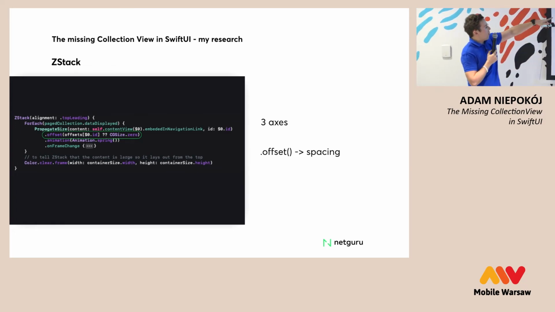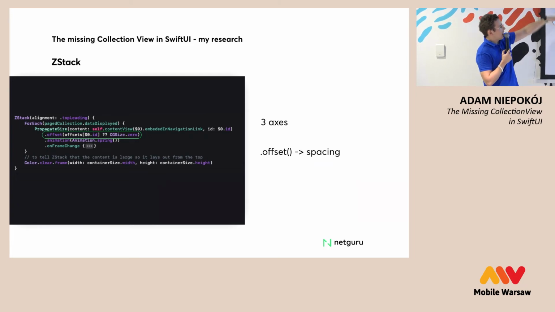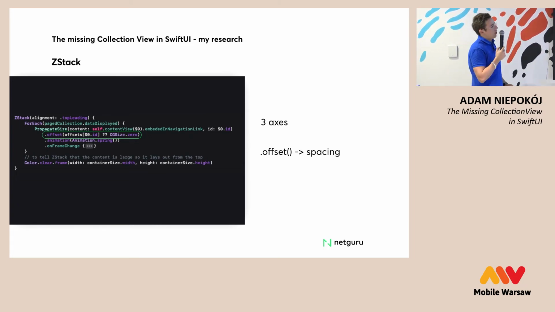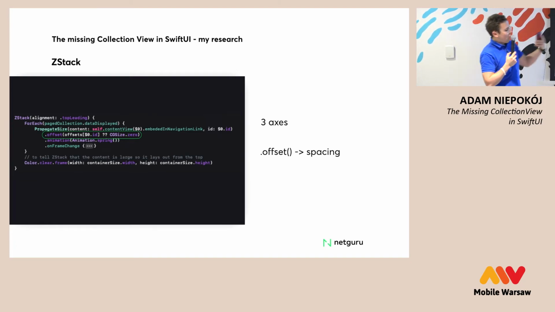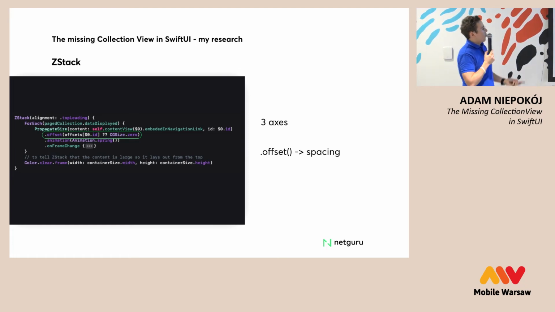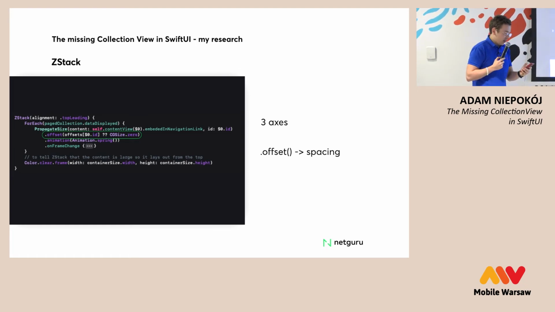You might see here our old friend from the previous slides, the propagate size, which wraps the actual cell view inside, and then we just lay it out one by one by one and so on and so forth. So we get the proper sizing and the proper layout.